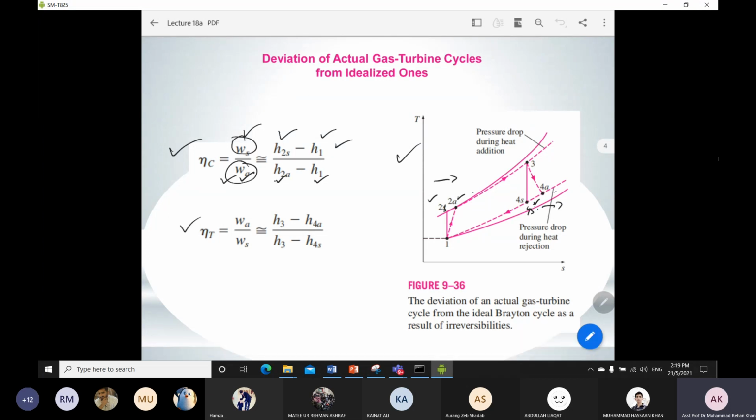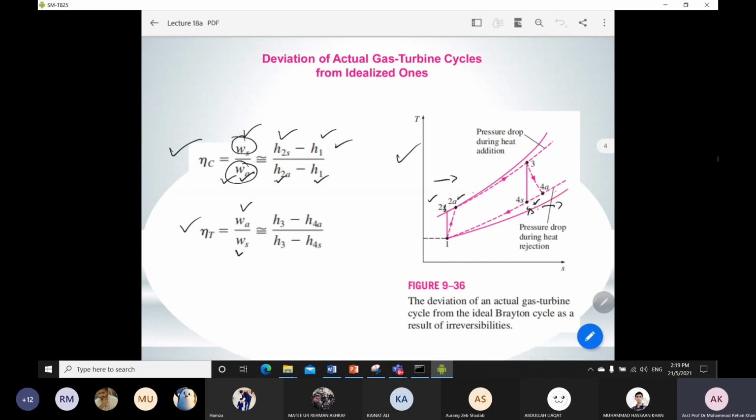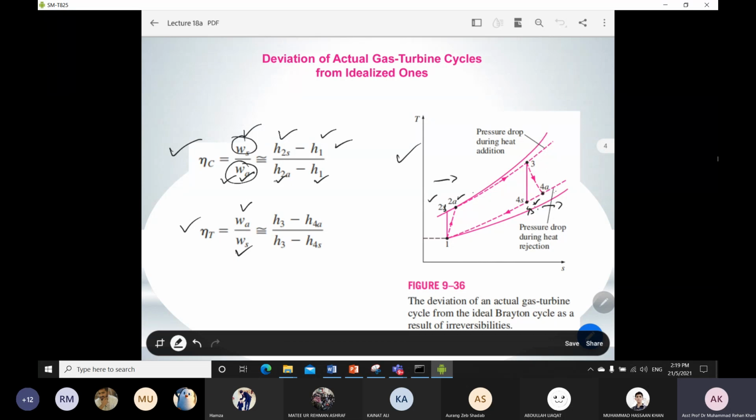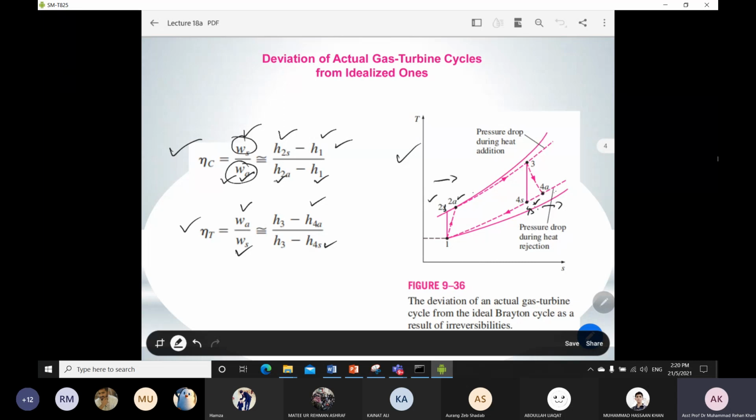A similar thing applies to the efficiency of your turbine: the isentropic efficiency of the turbine is the actual work over the isentropic work. In the case of the turbine, when there is irreversibility, it means we are getting less work out of our turbine, so the actual term will be less. When there is no irreversibility, the isentropic work will be more compared to the actual work. That's why this term will be lower and this term will be bigger. So H3 minus H4a, over H3 minus H4s. The similar thing we already developed in the Rankine cycle also.